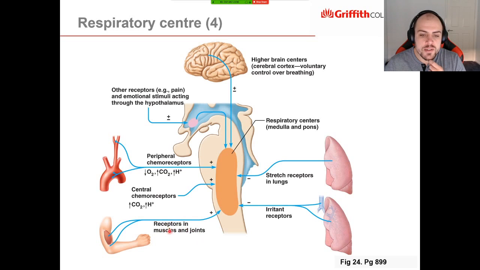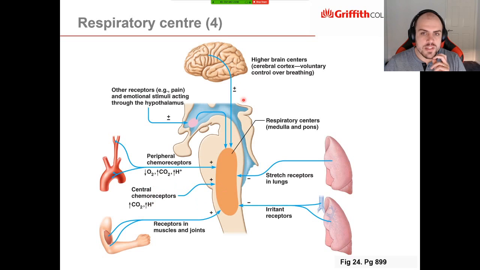Receptors in your muscles and joints. Again, if I start running or if I start doing more physical movement, my muscles are going to activate, which is going to essentially say, hey, I'm doing stuff. Let's breathe more.